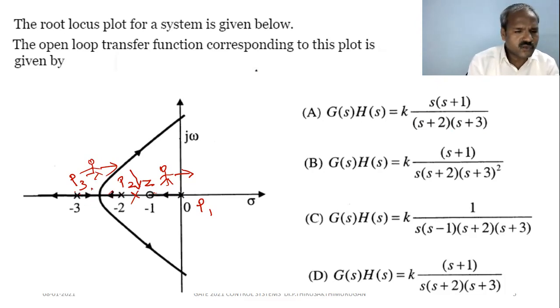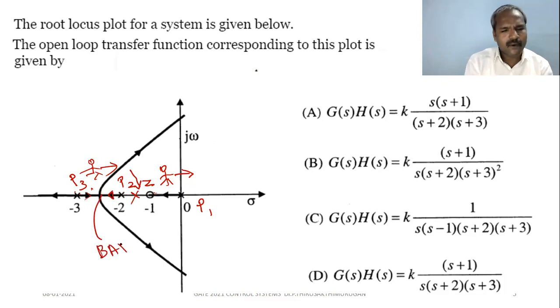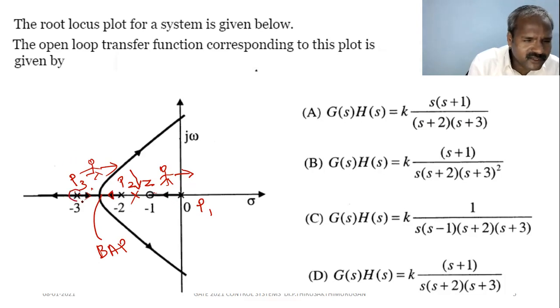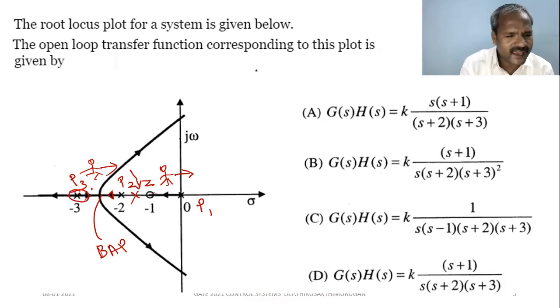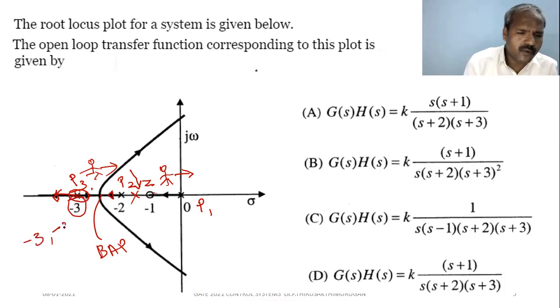From -2 one branch originates, from -3 one branch originates, -2 and -3. They meet together at this point. Okay, so this is called the breakaway point. Understand? Then carefully look into this position. There is one more branch originating from the position -3. So how many poles are at this junction? There are 2 poles. One pole at -3, another pole at -3.